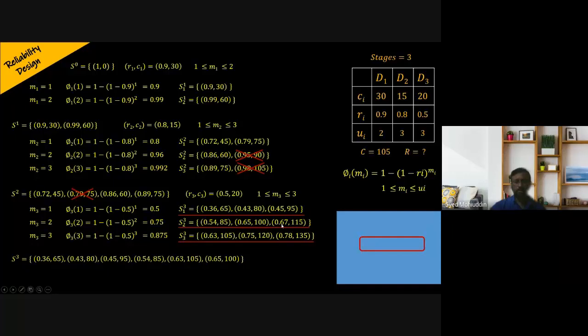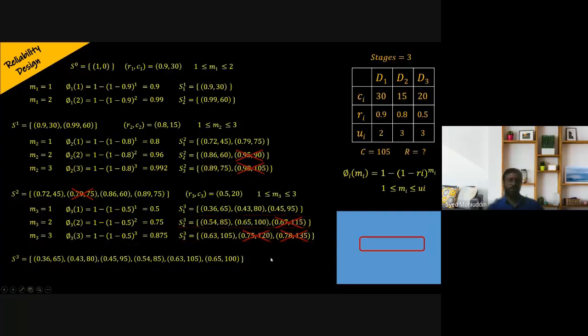Now what about this remaining? Its cost is 115. It's more than 105, so this is eliminated. The cost of this 0.75 is 120, so this also is going to get eliminated. Then 0.78 cost is 135, so even this is going to get eliminated. Now we are left with 1, 2, 3, 4, 5, 6 values of S3, and no more devices are there, all the stages are completed.